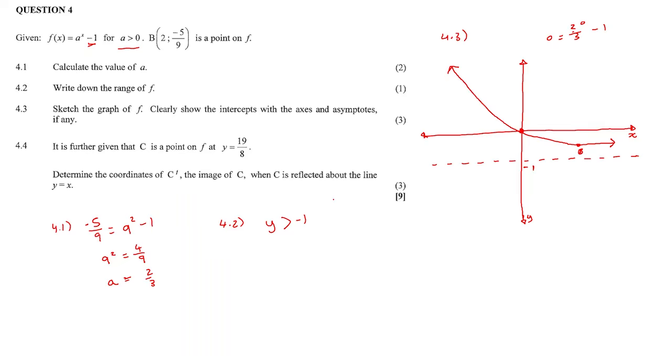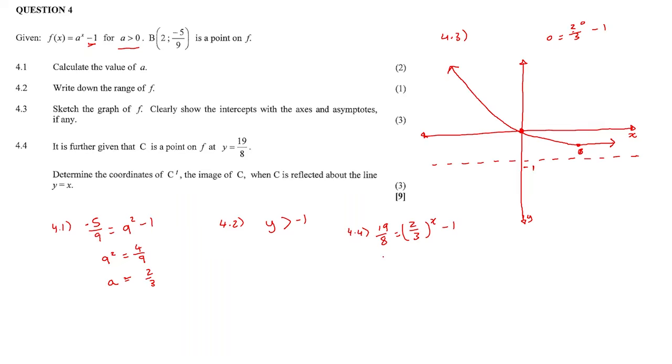Question 4.4. If it is further given that C is a point on f at y is equal to 19 over 8, determine the coordinates of the image of C when C is reflected about the line y is equal to x. So we can firstly just calculate our x-coordinate for C, the original C, according to this graph. So we can say 19 over 8 is equal to 2 over 3 to the power x minus 1.